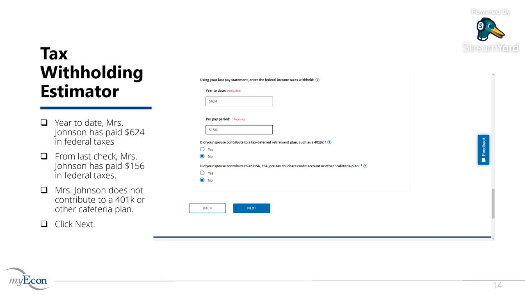So your next page comes up to your year to date. Mrs. Johnson is paid $624 in federal taxes. From her last check, she is paid $156 in federal taxes. Mrs. Johnson does not contribute to a 401k or another cafeteria plan, and keep on rocking.